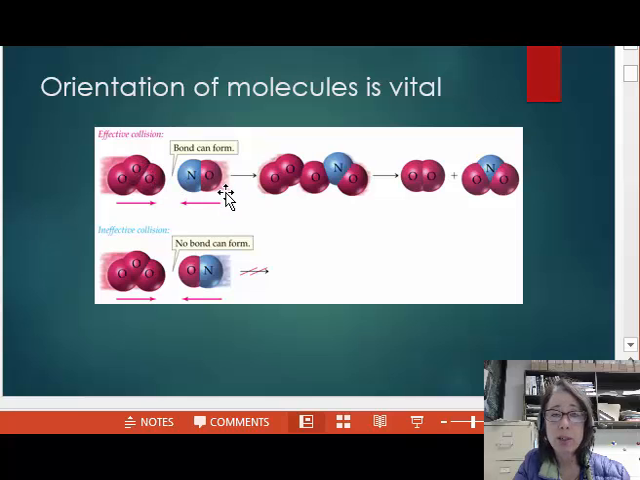So collision gives the energy required for a bond to break, but the orientation of the collision is also important so that product bonds can form.